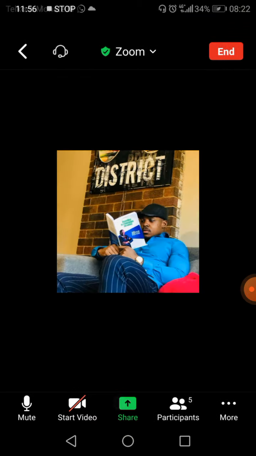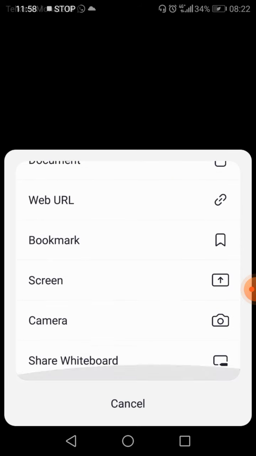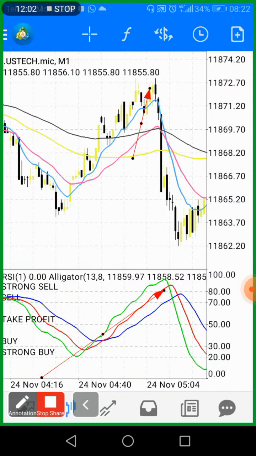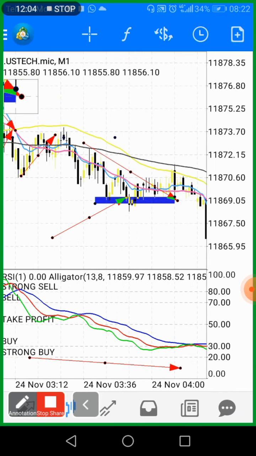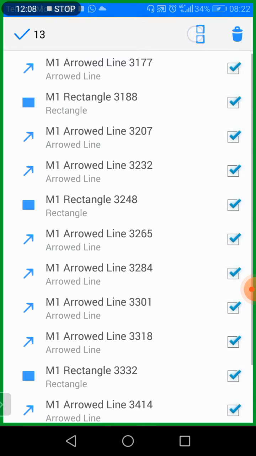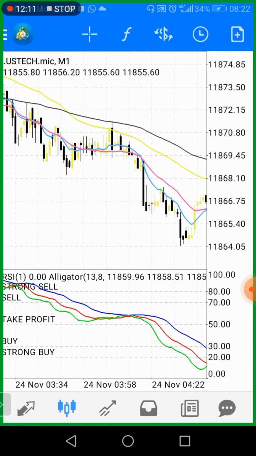So, guys, it is very important that we follow the rules. We follow the rules so that we know we will win more than we lose. I want us to backtest the strategy, guys. Let's go back and see what's happening.